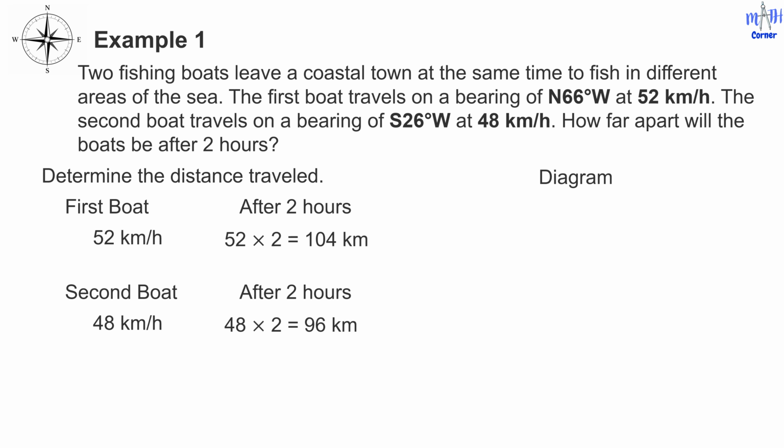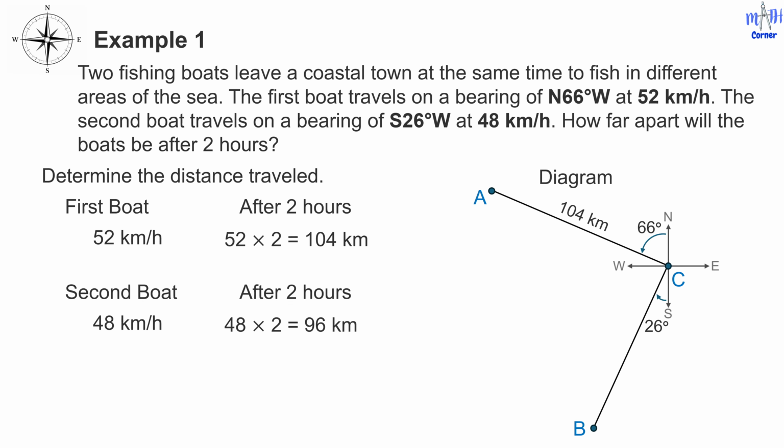Next, let's draw the diagram. Let the starting point be C. From point C, the first boat travels on a bearing of north 66 degrees west, and reaches point A, 104 kilometers away. The second boat travels on a bearing of south 26 degrees west, and reaches point B, 96 kilometers away. We now form triangle ABC.